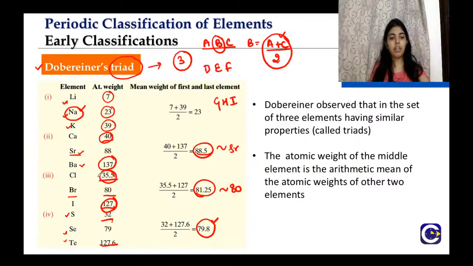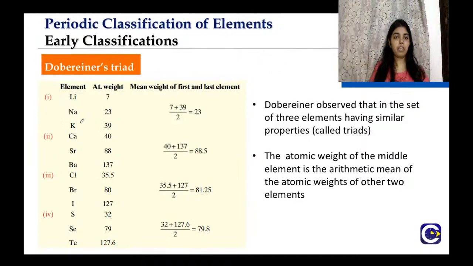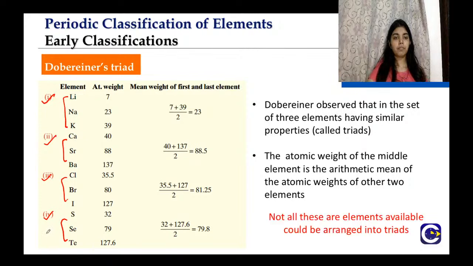So these four groupings were called triads individually, because each contained 3 elements. Now the demerit of Doebereiner's triads was that not all the available elements could be arranged into triads, right? Only the groupings of lithium, sodium, potassium, calcium, strontium, barium, chlorine, bromine, iodine, and sulfur, selenium, tellurium could be made. Other than these, he was not able to find triads.